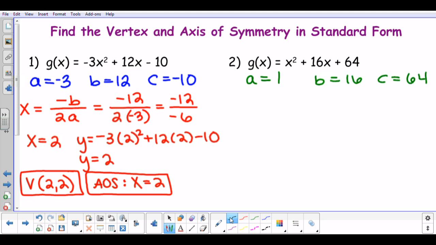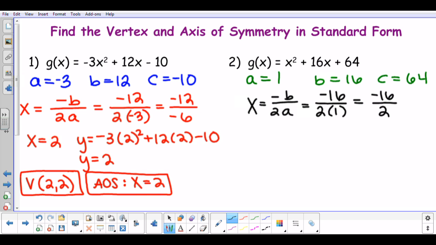So now I can find the x-coordinate of the vertex by using the same formula we did in the previous, so negative b over 2a. My b term is a positive 16, so I'm going to make that a negative 16 in the numerator. If my b value would have been negative to start with, I would switch it and make it a positive. In the denominator, I'm going to take 2 times the a, which we have is 1. 2 times 1 is going to give me a 2, so I have negative 16 divided by 2, which simplifies to give me a negative 8. So the x-coordinate to start off my vertex is -8.